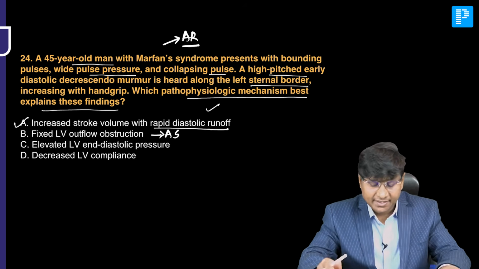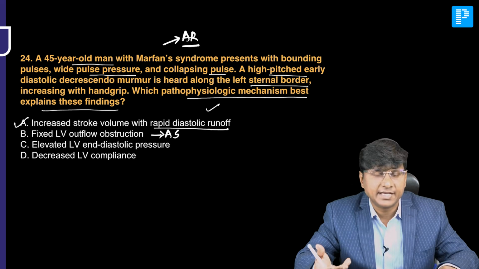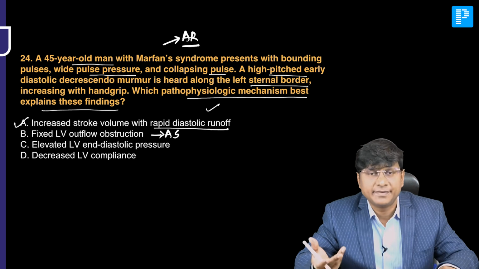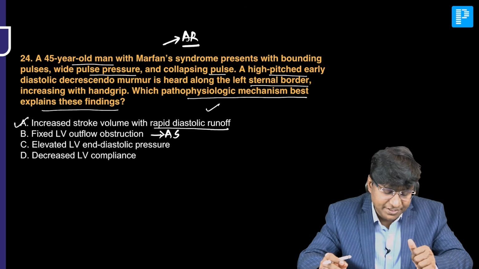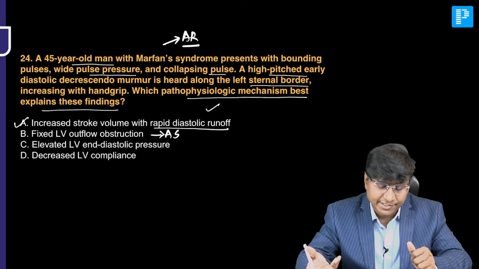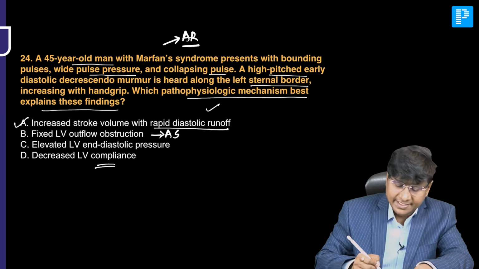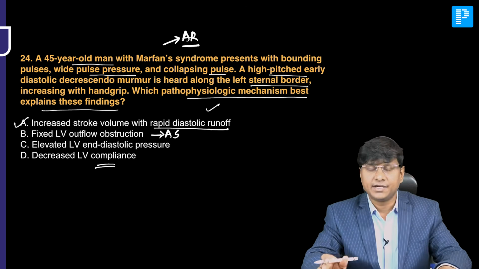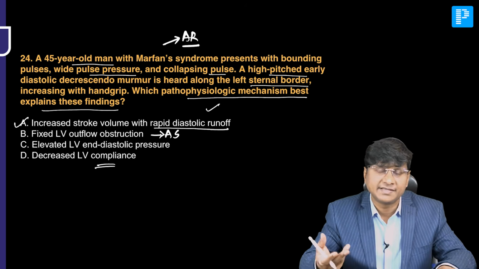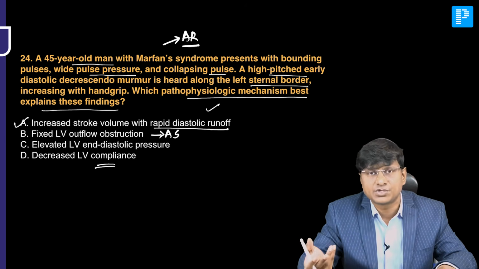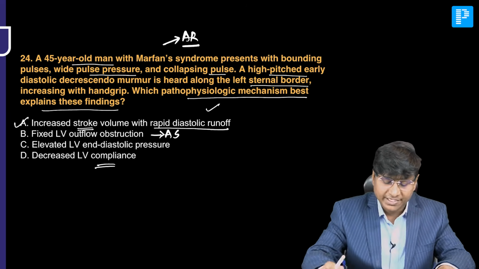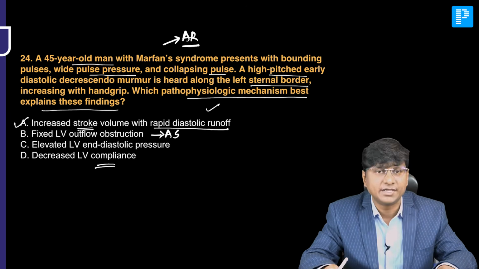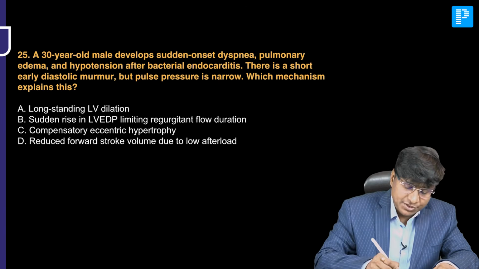Whereas the elevated LV end diastolic pressures can make the individual land up in left ventricular failure, but that does not explain this high-pitched early diastolic decrescendo murmur, right? And decreased LV compliance: in case of AR, you will not have decreased LV compliance. In fact, there is increased LV compliance because of increased LV end diastolic volume. So the answer in this question is the increased stroke volume with rapid diastolic runoff, right? And you see the next question.